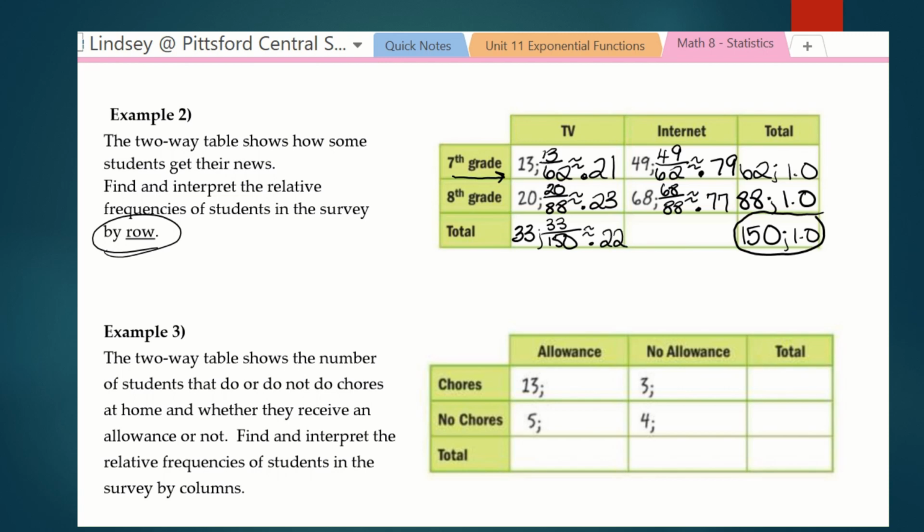All right, now let's look at the internet. Out of the 7th and 8th graders, 49 plus 68 gives me 117. Now 117 divided by 150 gives us approximately 0.78. So 22% of 7th and 8th graders surveyed get their news from the TV. 78% of 7th and 8th graders get their news from the internet.